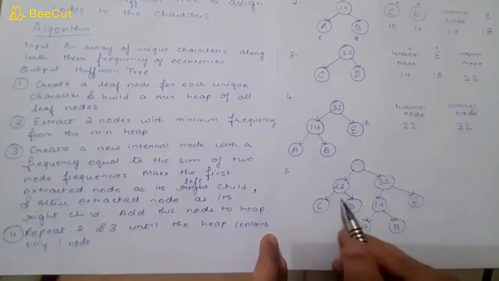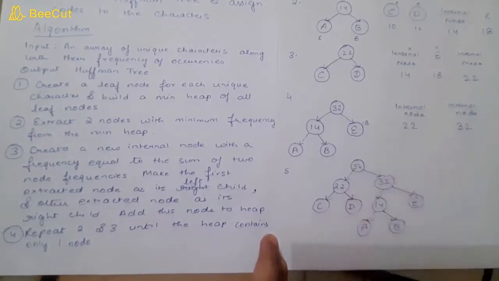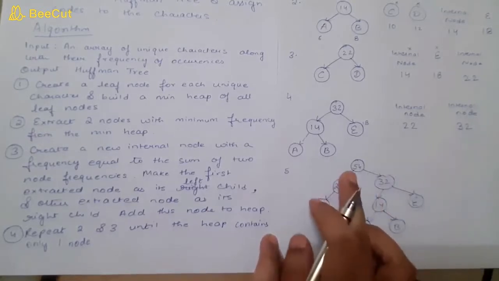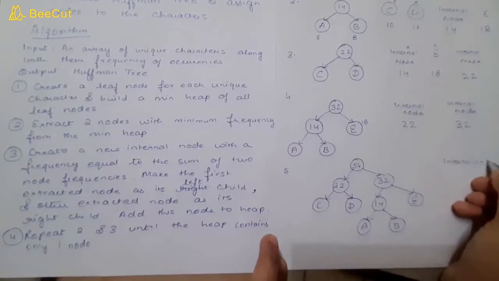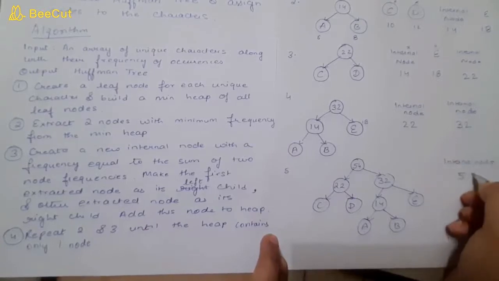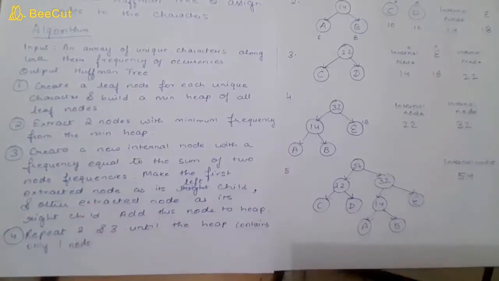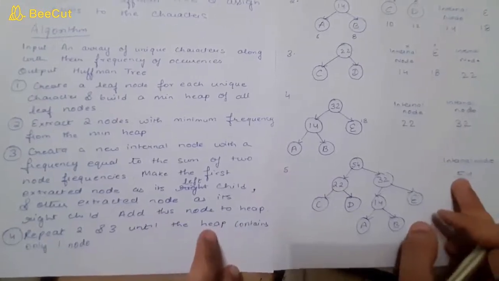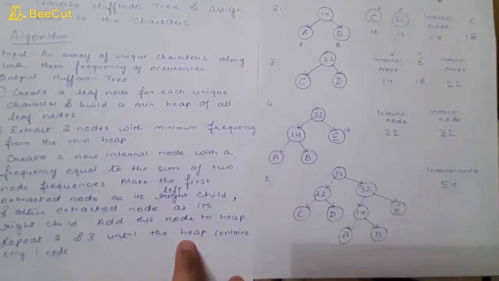Fine. So 22 plus 32, you will get 54. Fine. Now this new internal node would be inserted in the minimum heap. Now we'll be having an internal node and its value is 54. Now you can see the last point. We have to repeat steps 2 and 3 until the heap contains only one node. Now the minimum heap contains only one node with the value 54. Now we have to stop this algorithm.